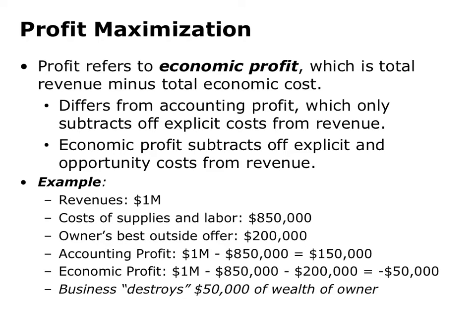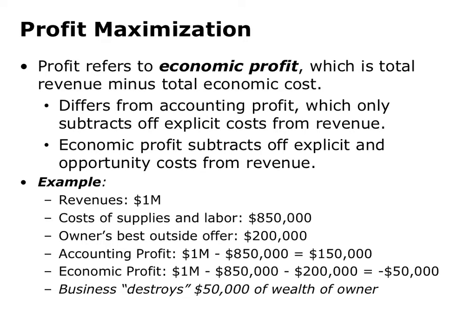Economic profit differs from accounting profit. Accounting profit takes total revenue and subtracts only explicit costs. Economic profit, on the other hand, takes total revenue and subtracts both explicit and implicit or opportunity cost.